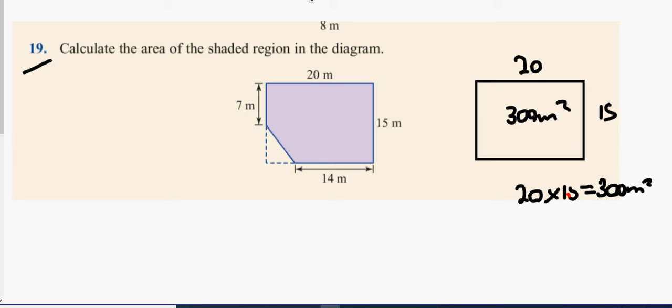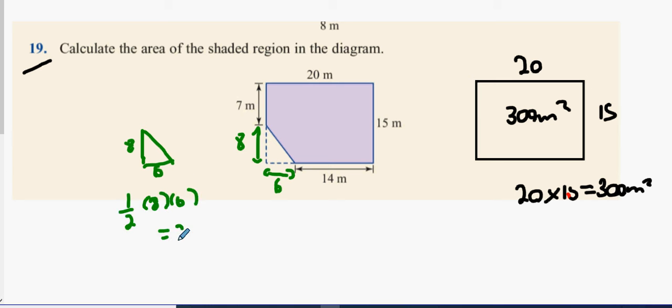Right. Next thing we have is our triangle down the bottom. Now, can anybody tell me what is the size of said triangle? I'd say 8 and 6. I also have 8 times 6. 24 meters squared. 300 take away 24. 276 meters squared. Cool.